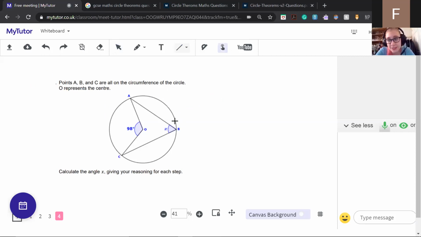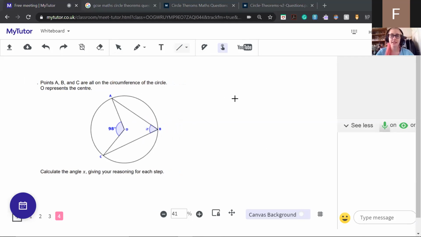Normally it's got a wordy bit that tells you what you can see in the diagram. So points A, B, and C are all on the circumference of a circle, and O is the center. We can guess that from the diagram, but they have to tell you. Calculate the angle X, giving your reasoning for each step. Someone's asked for time to answer it first, so go for it. I'll give you like 30 seconds to a minute to answer this one, so shoot me over your answers once you've got them, and then I'll go through it. Remember to give your reasoning as well. Cool, a couple of people have already got it.